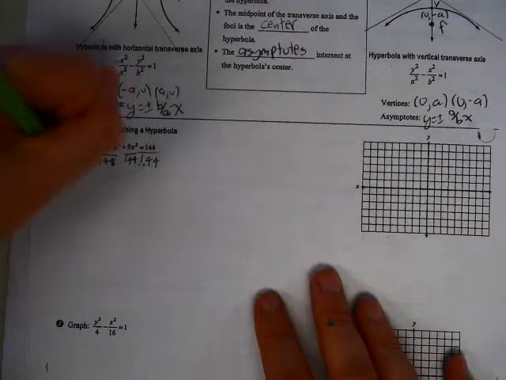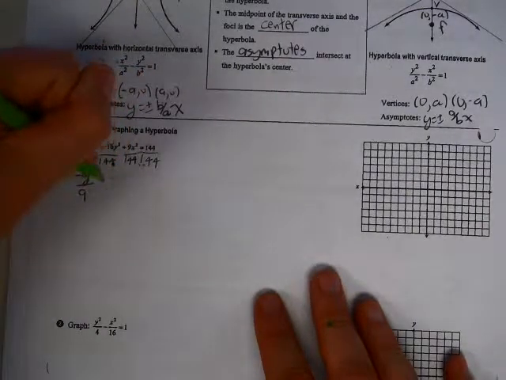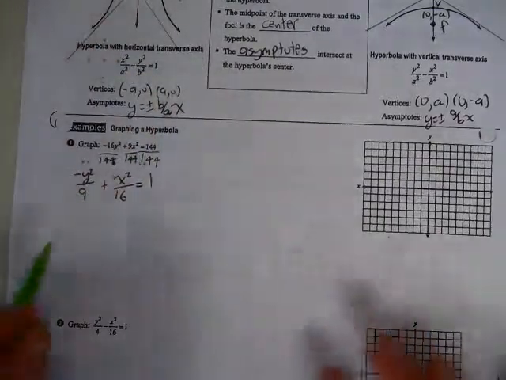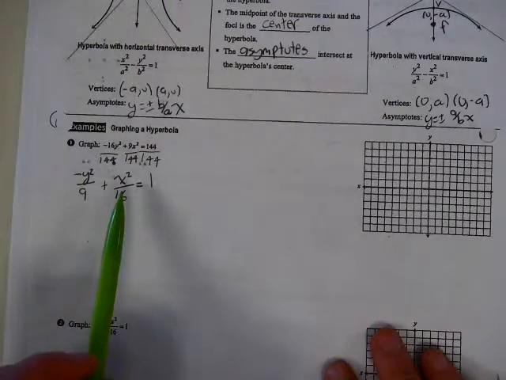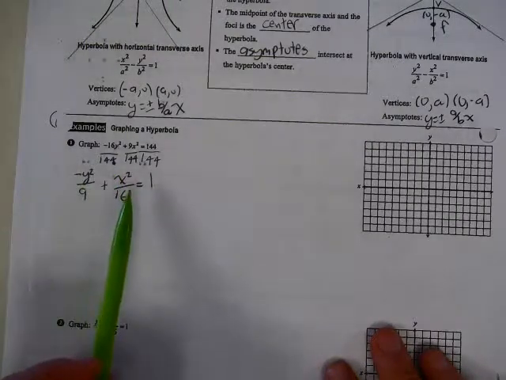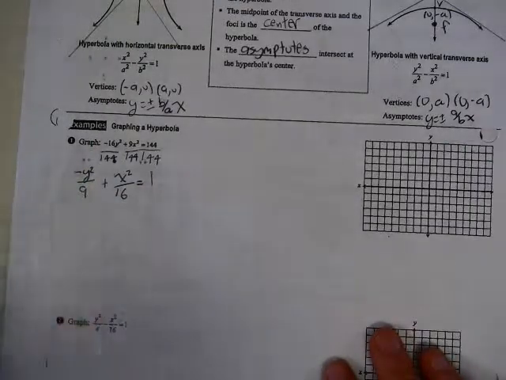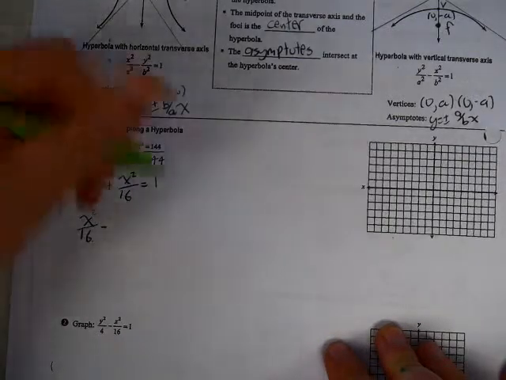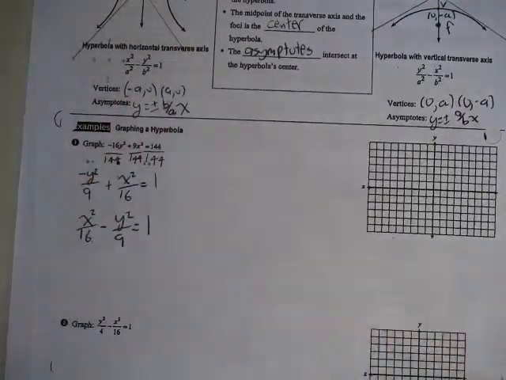So I now have negative y squared over 9 plus x squared over 16 equals 1. I want it to look like this, not necessarily putting the x first, but I want the positive term first, negative term second. So I'm going to say x squared over 16 minus y squared over 9 equals 1.